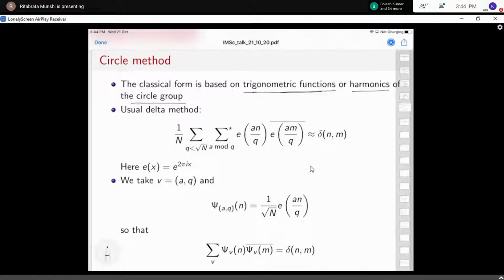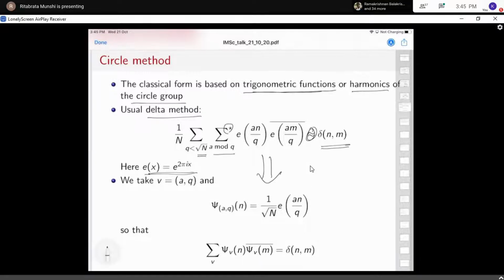This is just the skeletal remains of the formula. So this says that you pick your q's ranging up to square root of n. You are interested in the range between capital N and 2N, so your modulus is going up to the square root of the length. That's q, and then you have a modulo q, with a and q co-prime. And then you have E of an by q and E of am by q bar. This is just an approximate statement that it's more or less like the Kronecker delta symbol. Again, E(x) is e to the power 2 pi x. That's a standard thing.